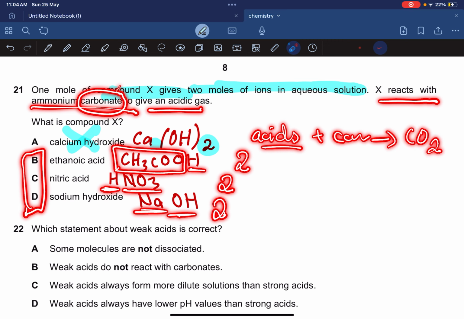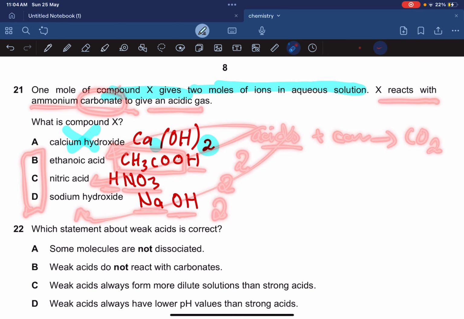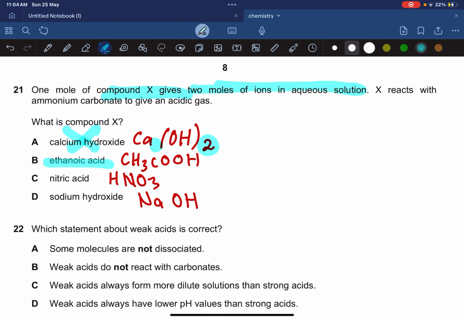What acid do we have among these? Ethanoic acid, nitric acid, and sodium hydroxide. Now we have 2 acids, ethanoic acid and nitric acid. Let's figure out among them. We have to read the question again and again. 1 mole of compound X gives 2 moles of ions in aqueous solution. That's done. X reacts with ammonium carbonate to give an acidic gas. It can be both ethanoic and nitric, but we still have to figure out what's correct.